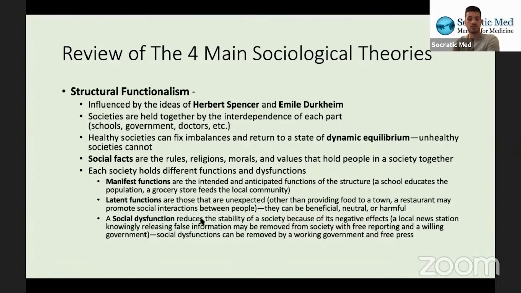And a social dysfunction is something that reduces the stability of the society because of its negative effects. So a local news station knowingly releasing false information may be removed from society with free reporting and a willing government. So that's kind of what we were talking about before, about returning to that state of dynamic equilibrium. Because you could see how knowingly releasing false information can be very harmful to a society. So if there is a free press and a working government, hopefully, that country would be able to get rid of that media outlet.